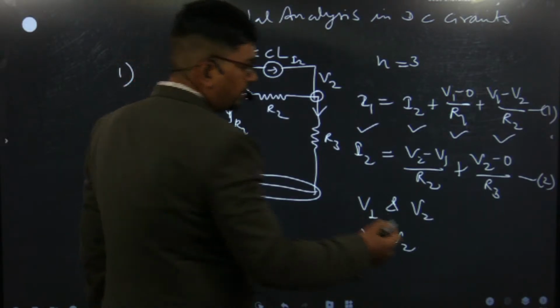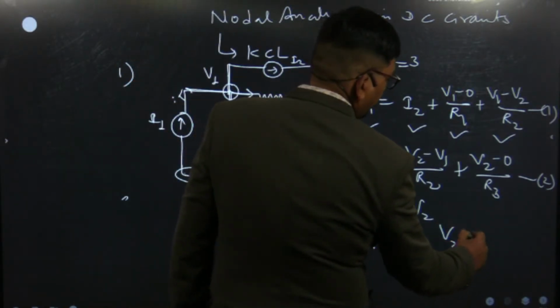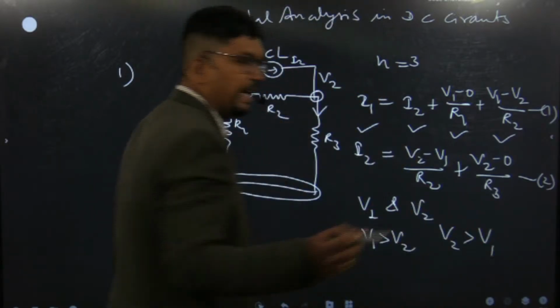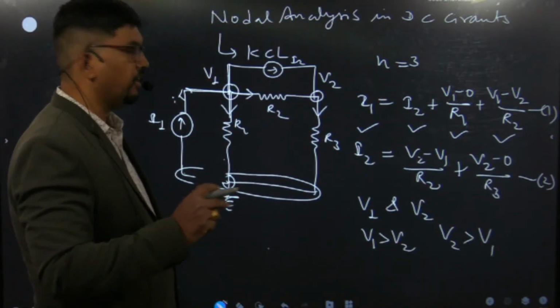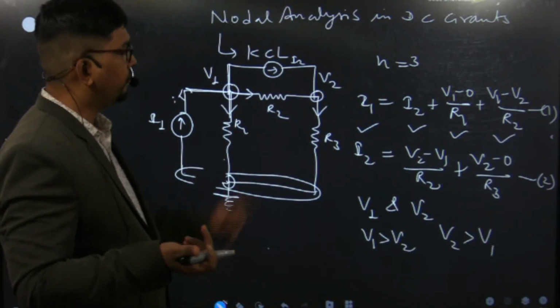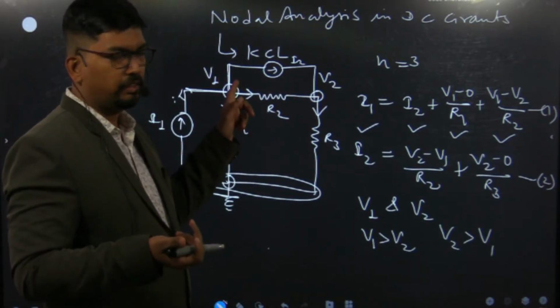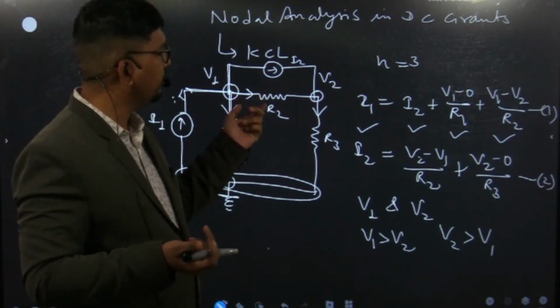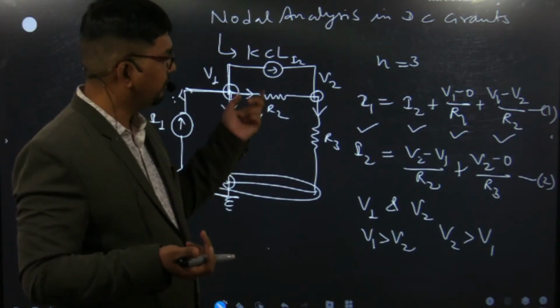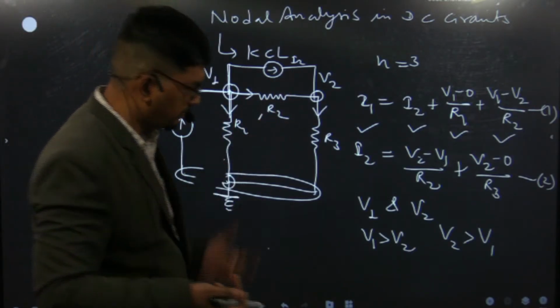And suppose V2 is greater than V1, in that condition the actual direction of the current will be reversed. Because V2 is higher than V1, the direction of the current in R2 will be reversed. So this is about our first case.